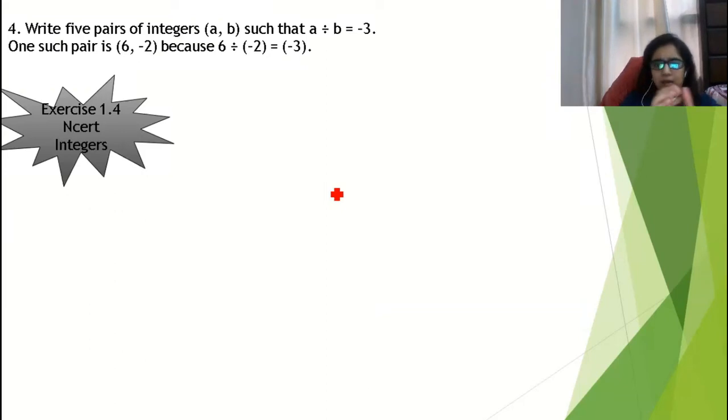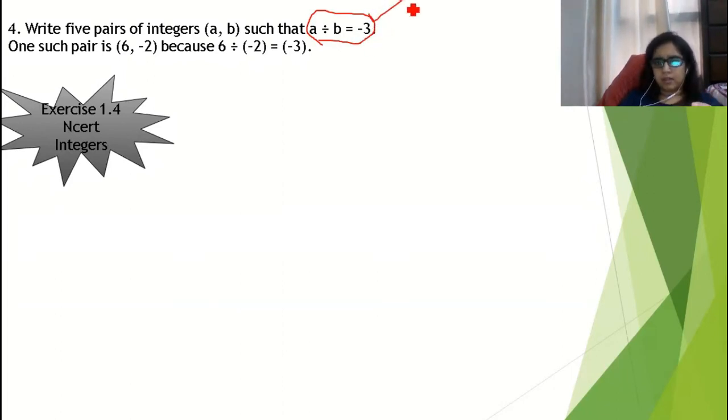So let's start this video with this question, that is, write 5 pairs of integers, a and b, such that a divided by b equals -3. We have to find 5 pairs of integers in such a way that if we take two integers a and b and divide them with each other, our answer will be -3.